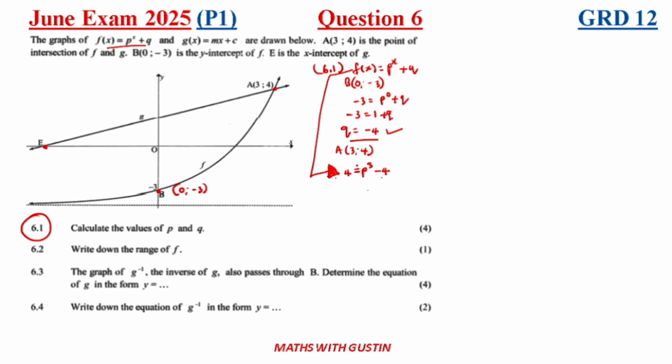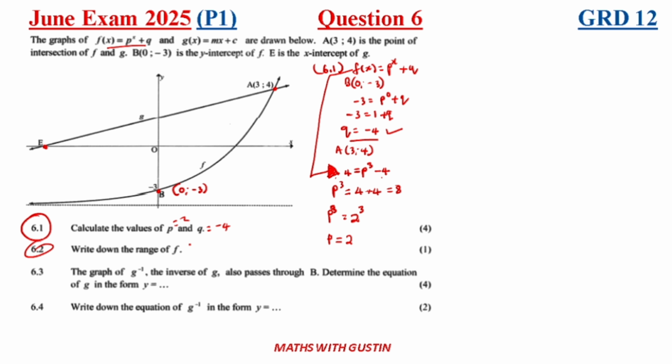All right, so take 4 to the other side. P to the power of 3 is equal to 4 plus 4, which is equal to 8. So now you can say P to the power of 3, and 8 can also be rewritten as 2 to the power of 3. Therefore, if the exponents are the same, the bases are equal, which gives us P is equal to 2. So P is equal to 2, Q is equal to -4. So we get our 4 marks.